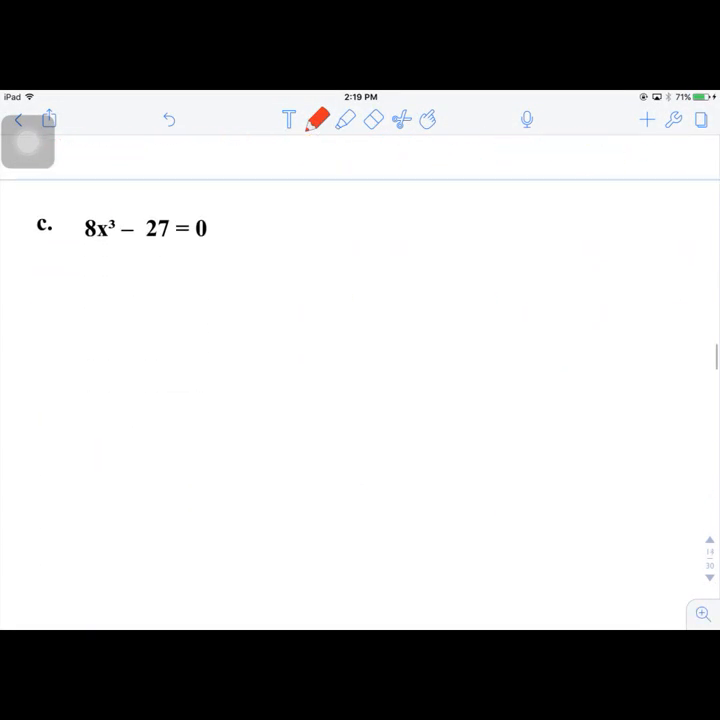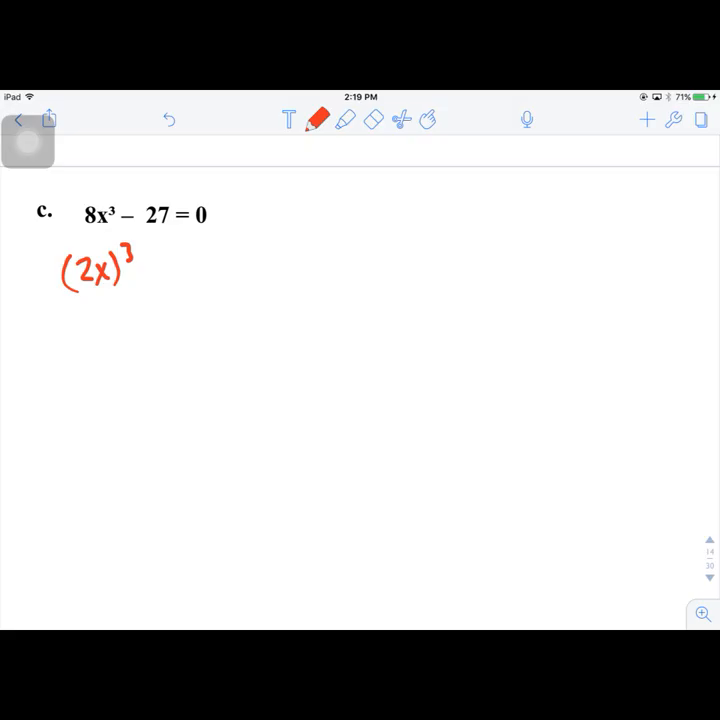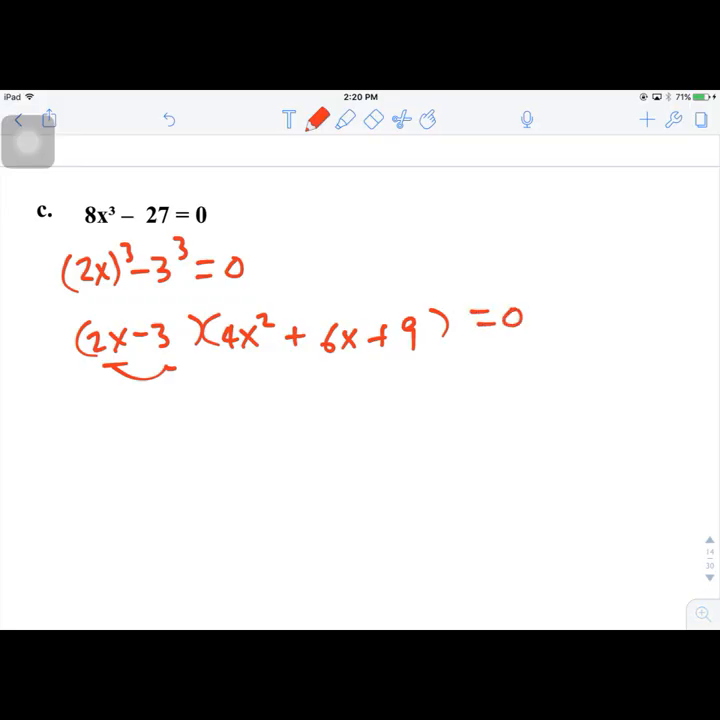And moving on to the next problem, we have a difference of 2 cubes. So this is actually 2x cubed minus 3 cubed. So we can factor this into 2 parentheses. We have 2x minus 3, square the first term, that would be 4x squared. Change the sign, multiply the 2 terms, we will have 6x, and square the last term will give us a plus 9.